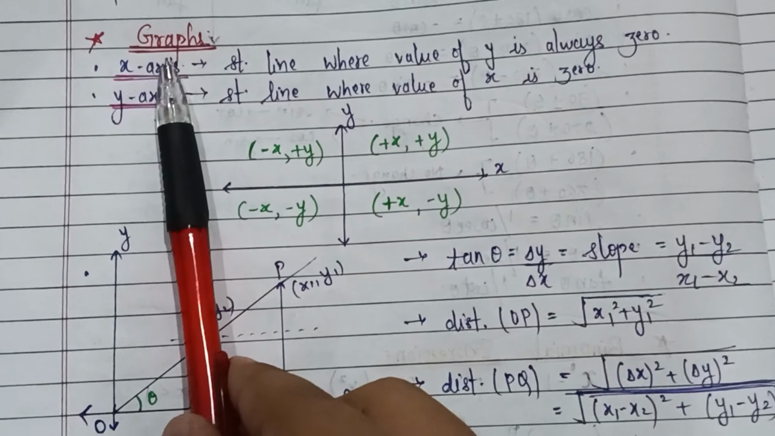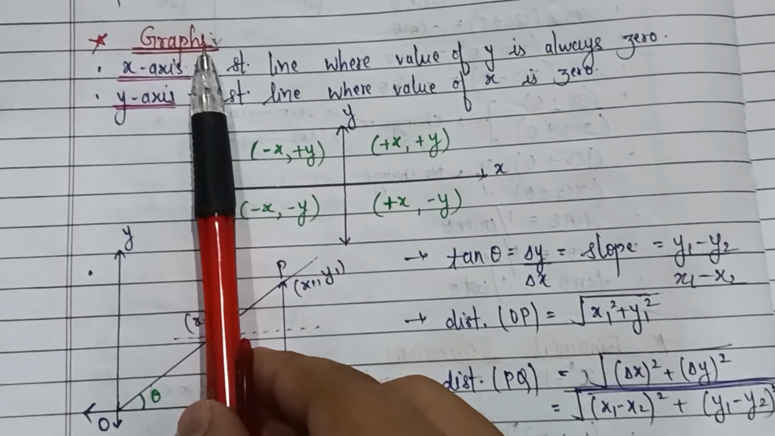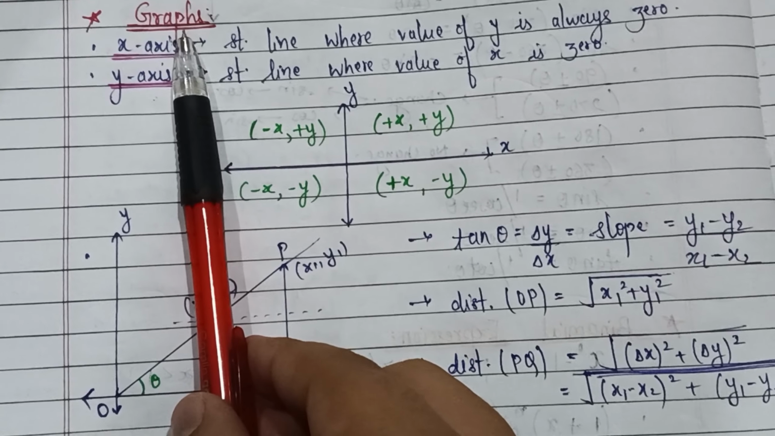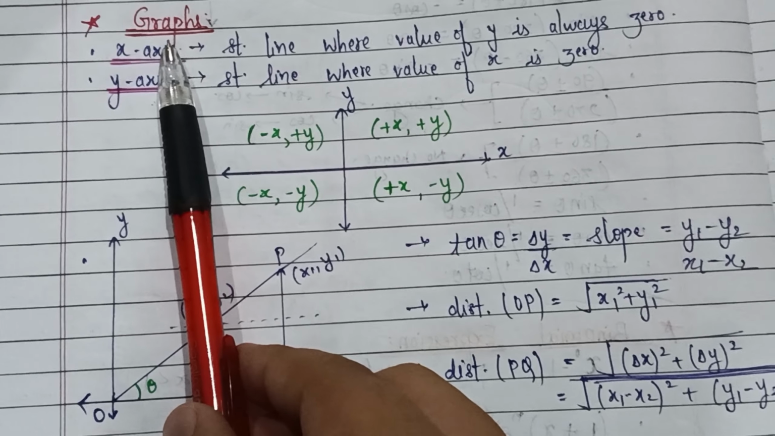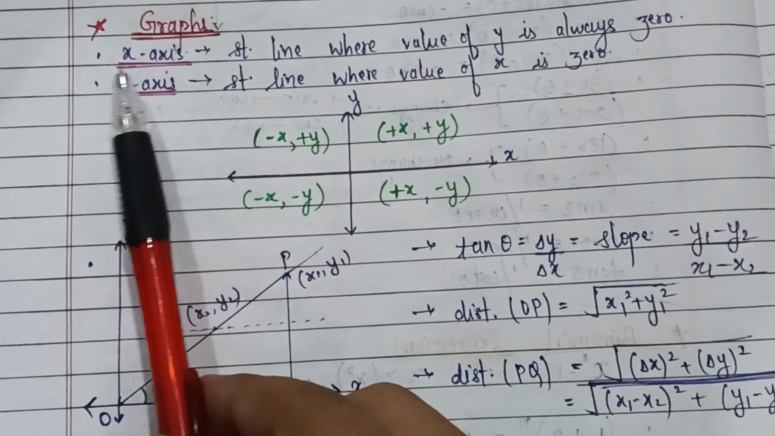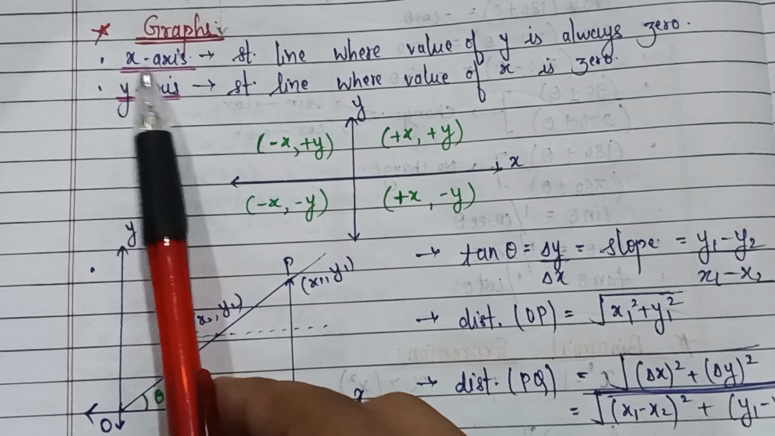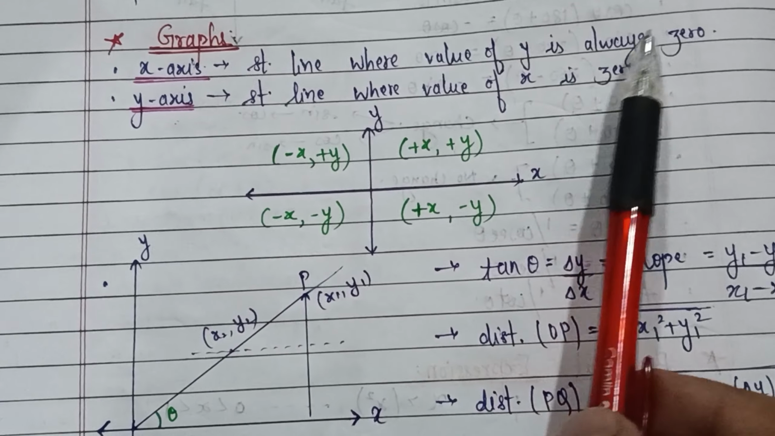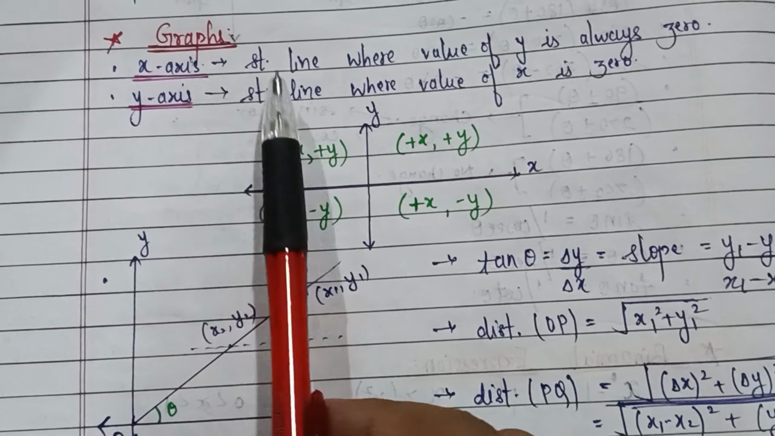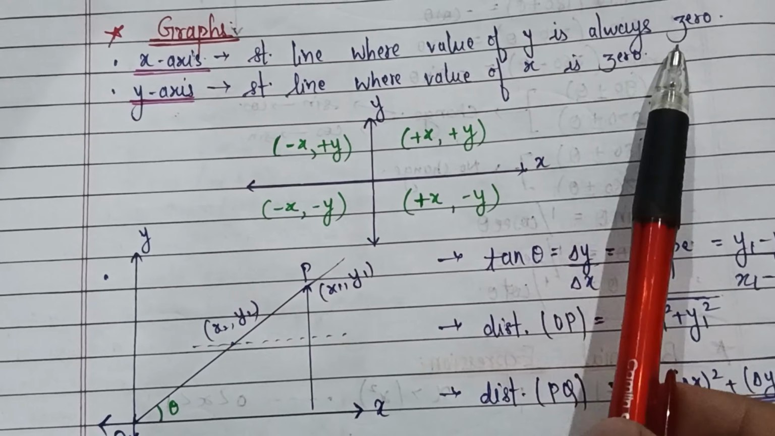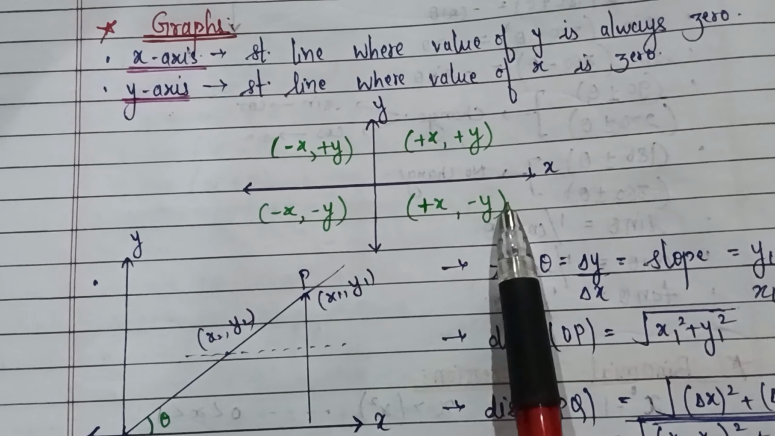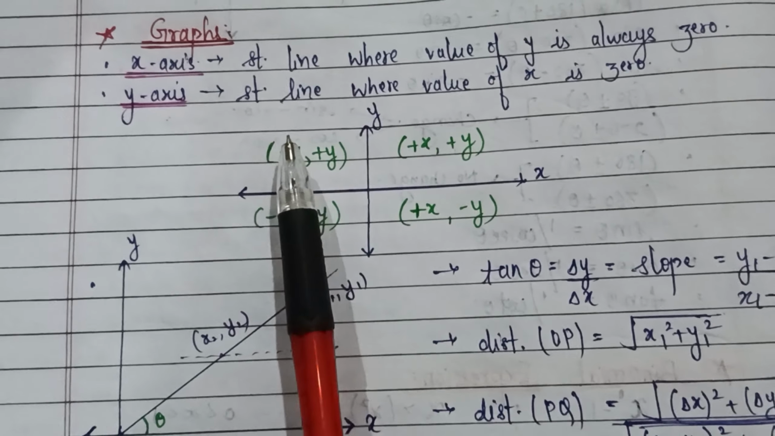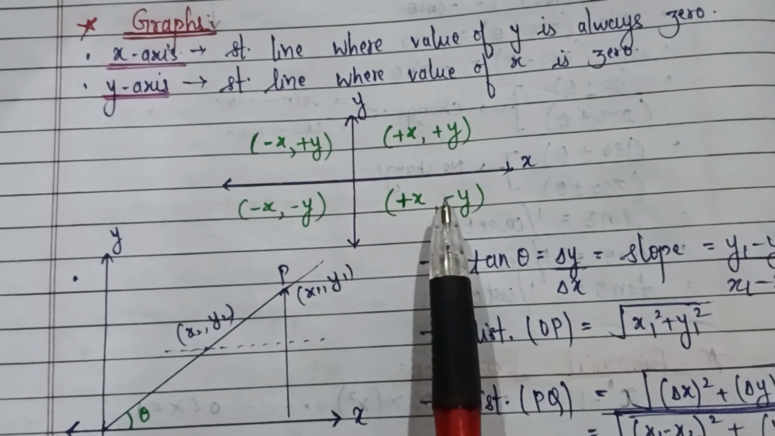Now let's move towards graphs. Graphs are unexceptionally one of the most important topics which we will learn in the whole physics curriculum. So firstly we will define the x-axis. The x-axis is a straight line where the value of y is always 0. The y-axis is a straight line where the value of x is 0. Now in the Cartesian plane, we can divide the plane into 4 quadrants. This is the first quadrant, second quadrant, third quadrant and fourth quadrant.